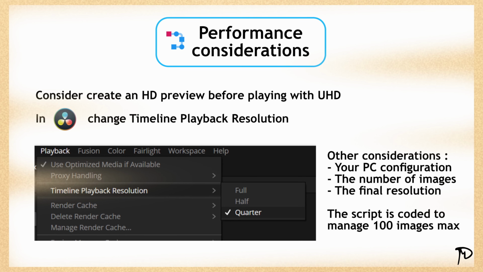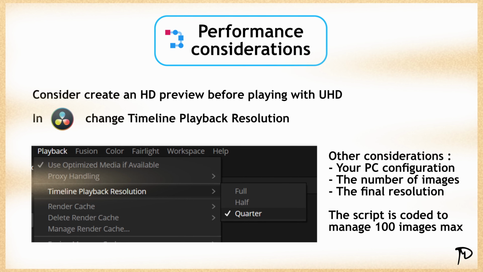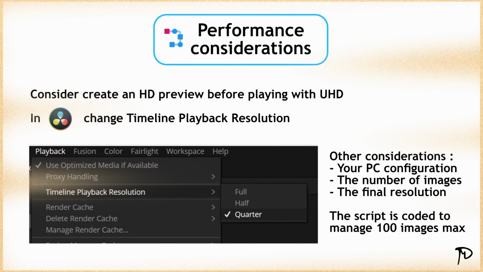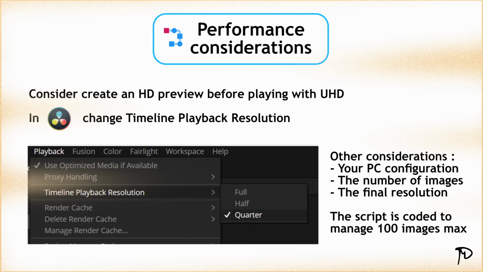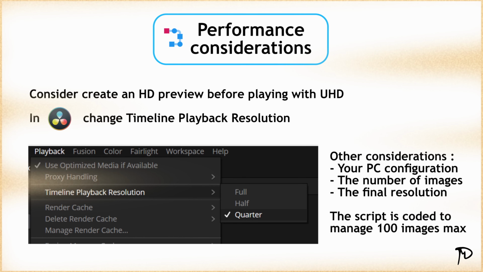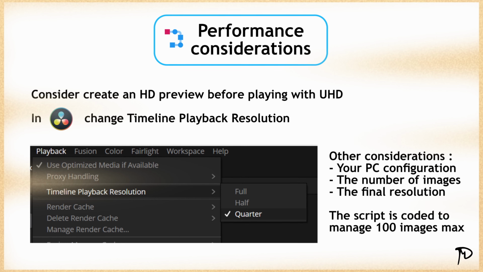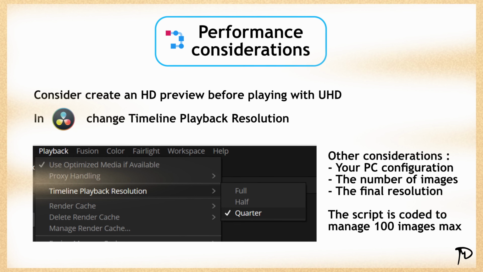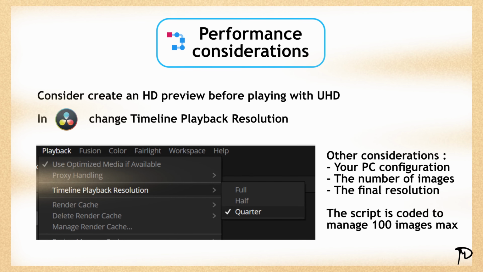Davinci will be handling multiple images, which will impact performance. It's best to work in HD to set up your slideshow, and once everything is okay, you can switch to UHD if needed. The script can handle up to 100 images, though this will mostly depend on the PC's configuration and the desired resolution.